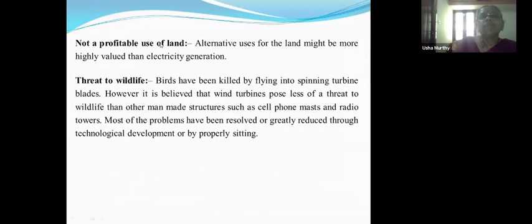And it's not a profitable use of land. Alternative use of land might be more highly valued than electricity generation. Sometimes another disadvantage is the threat to life. Birds have been killed by flying into the wind turbine blades.